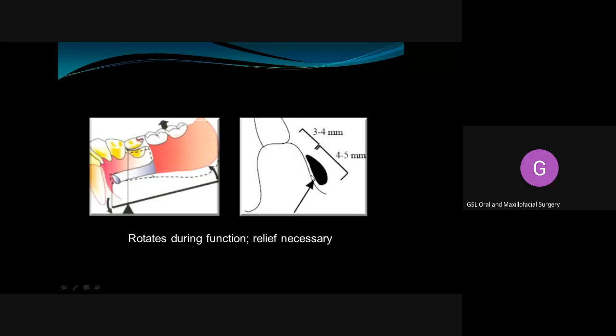And also there should be sufficient space between the gingival tissues and the major connector. There should be some amount of relief space. Otherwise, when there is a rotation of the prosthesis taking place, the major connector will be impinging over the tissues there. So to avoid this, we need to have some amount of relief placed.